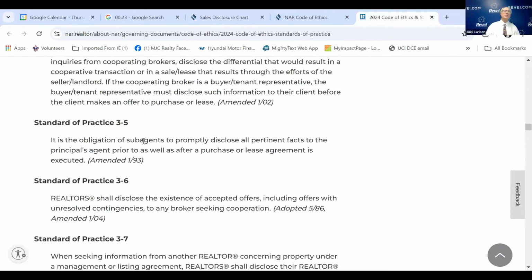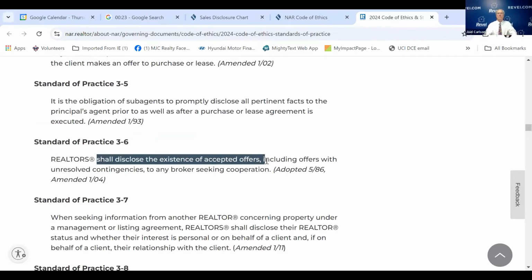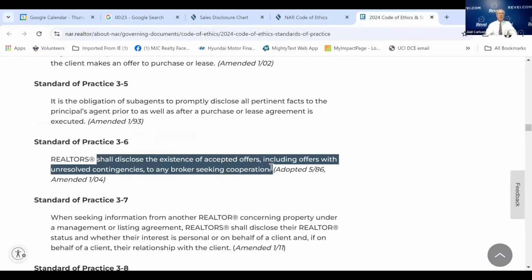3-5 talks about an obligation of subagency. We don't have subagents. Got rid of that in the 1970s. However, 6 talks about shall disclose the existence of accepted offers, including offers with unresolved contingencies, that any broker is seeking cooperation.